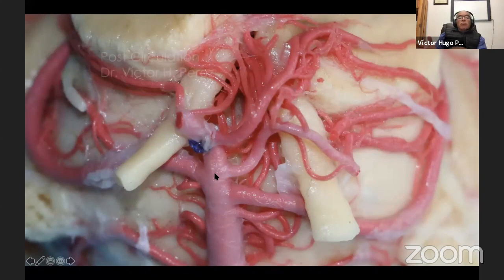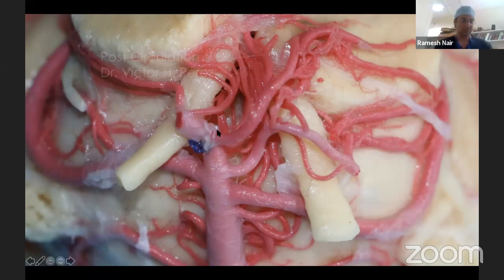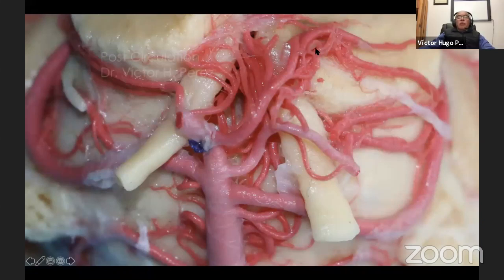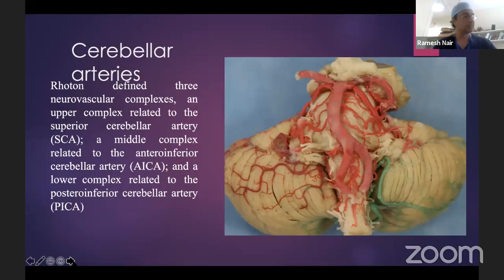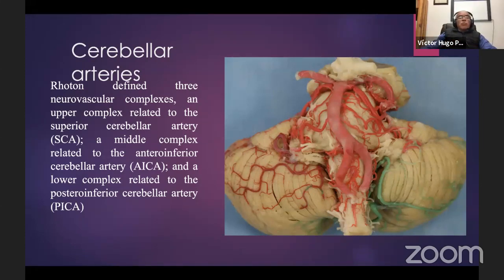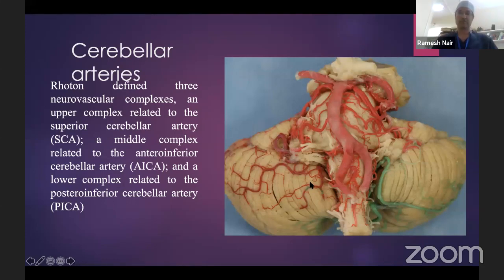This is a very interesting variation of the tip of the basilar artery. This is the superior cerebellar artery, P1, and P1 on the other side, but we don't have communication here with the posterior communicating artery. Cerebellar arteries are defined in three neurovascular complexes: an upper complex related to the superior cerebellar artery, a middle complex related to the anterior-inferior cerebellar artery, and a lower complex related to the posterior-inferior cerebellar artery.